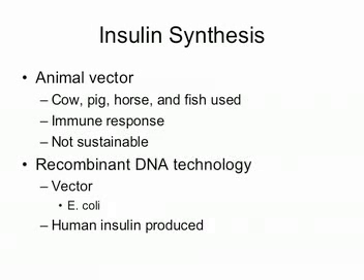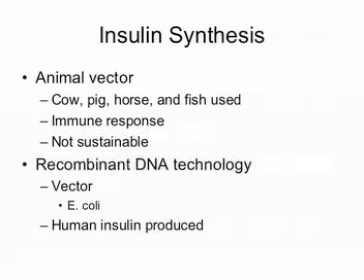The synthesis of insulin is necessary for the treatment of patients with diabetes. In the past, cow, pig, horse, and fish were used as sources of insulin because the protein is nearly identical to human insulin. Yet other substances in the isolation elicited immune responses in patients. Also, the use of animals is not sustainable, as the pancreas of the animal must be destroyed.